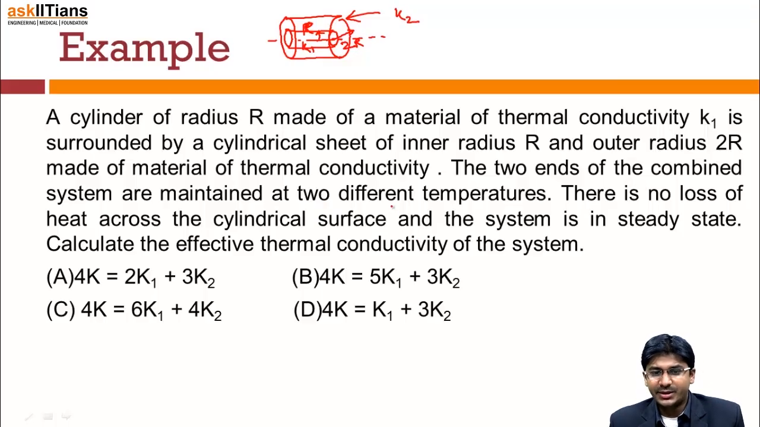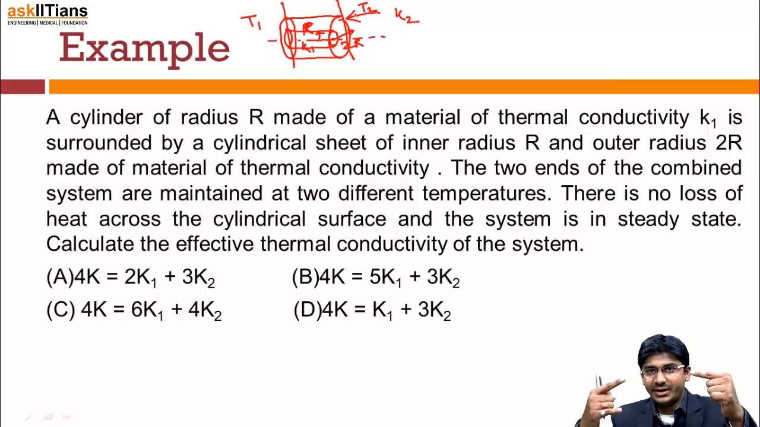The two ends are maintained at two different temperatures. Now this end is maintained at a temperature, suppose T1, and this is maintained at a temperature T2. First thing, what kind of combination is this? You can very well see here that it is a parallel combination, because both the rods, although of different radius, one has 2R, one has R, same length, are connected between the same temperature difference, so they are in parallel. There is no loss of heat across the cylindrical surface. Again, no heat is being lost through this or this. The only way of conduction is along the length, the longitudinal transfer.